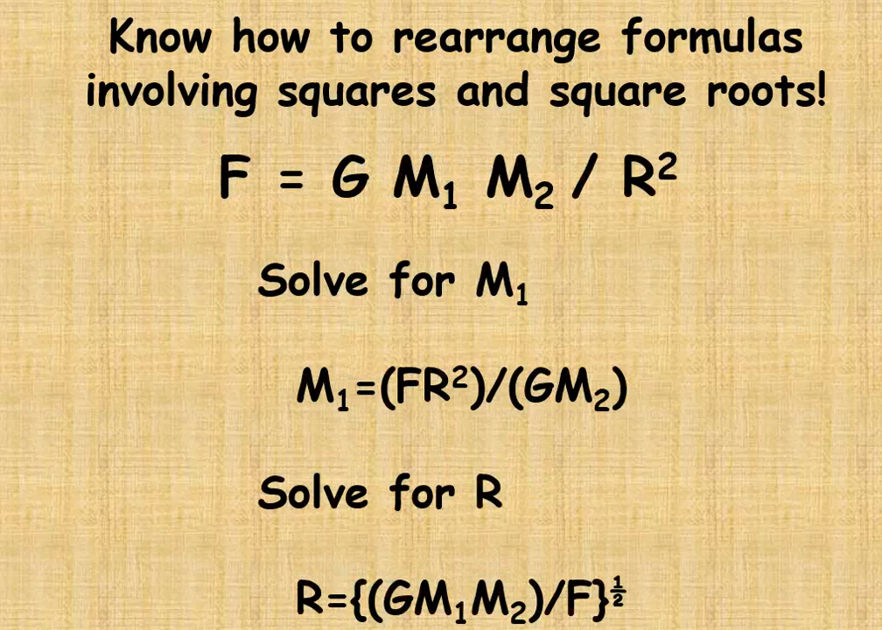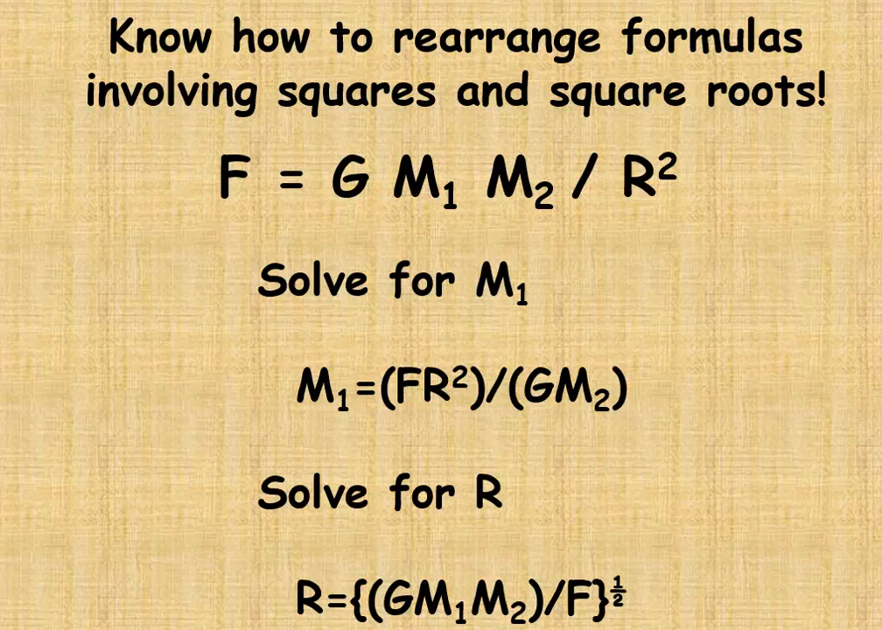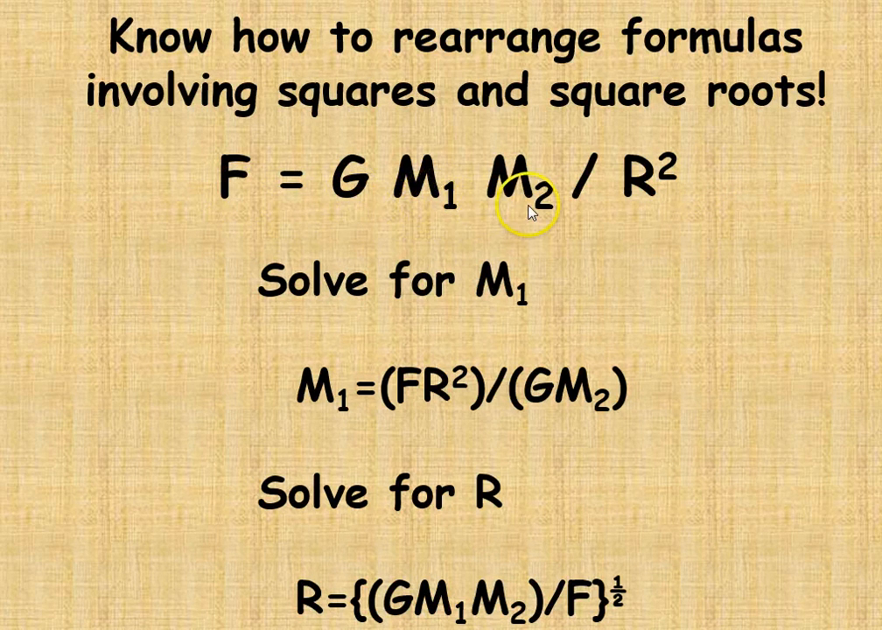Another very common formula is an inverse square law. This is a famous one in physics. It's the universal gravitational formula. F stands for force, G is a constant, m1 and m2 are masses, and r is a distance that gets squared. I'm going to leave this up to you to solve for m1, in other words, isolate m1.